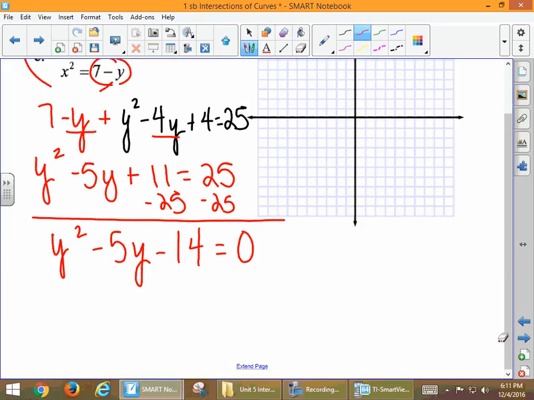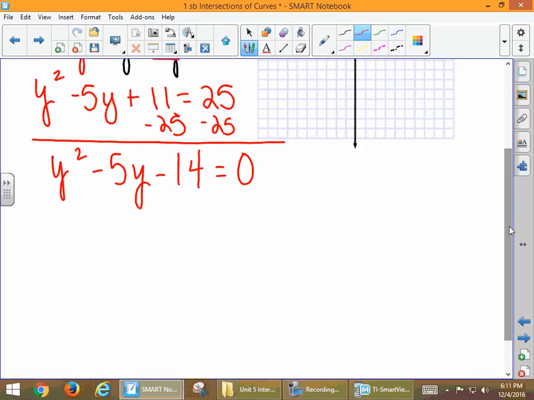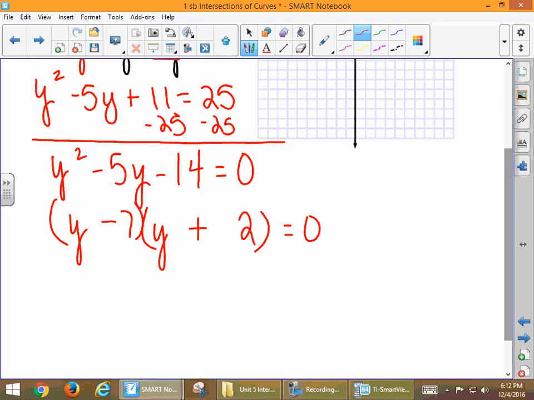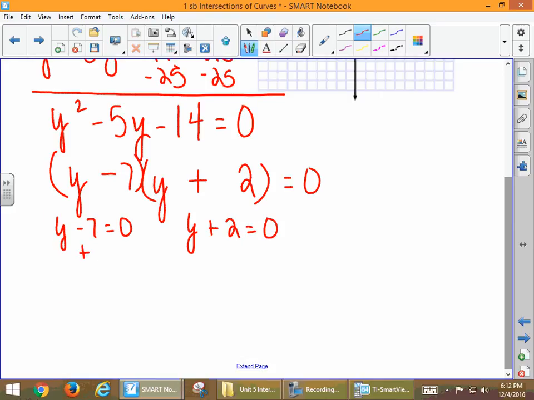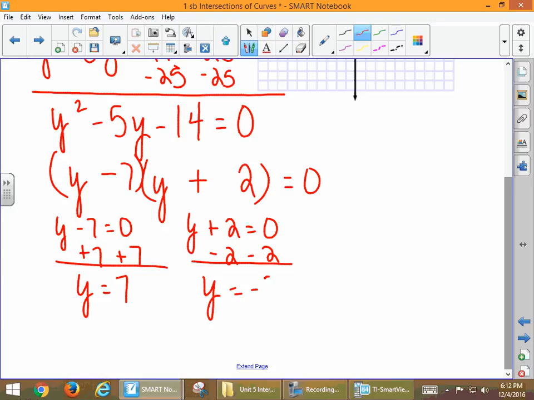So something to be really careful about. We're solving for y in this particular case. So when we write our ordered pairs, we need to put our answers in the correct spot. In other words, in the y position of an ordered pair. So we're factoring y times y. And 14 is 7 times 2. And what we end up with here is y minus 7 equals 0, y plus 2 equals 0. And when we add 7 to both sides, we get y equals 7. When we subtract 2 from both sides, we get y equals -2.